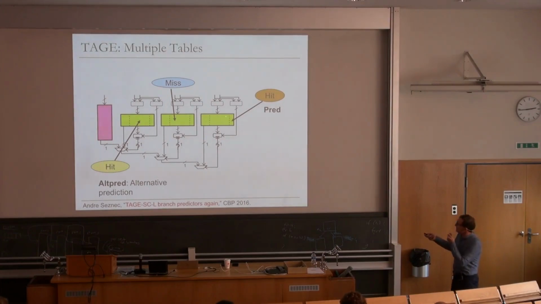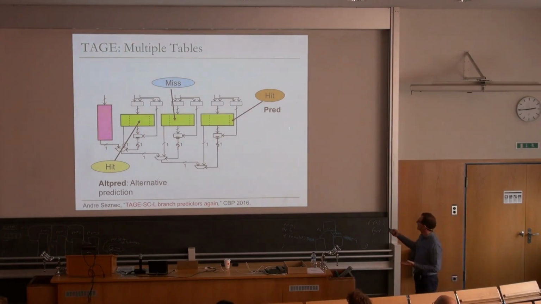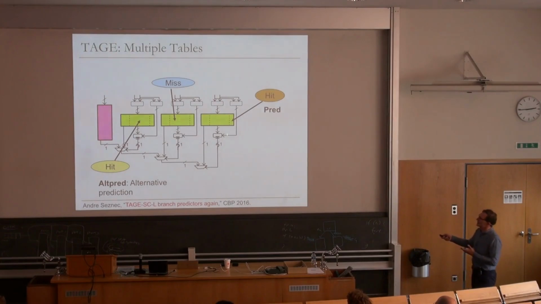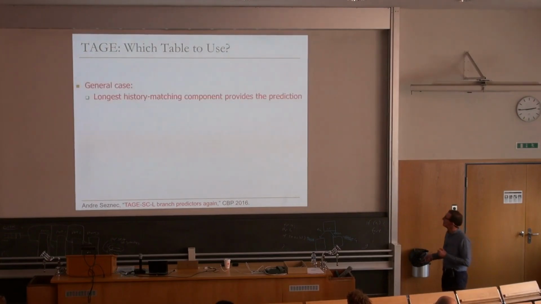So you have multiple tables. One of them may provide a hit. Another may provide a miss. Another may provide a hit also. So now you have two predictions, right? You have one prediction and one alternative prediction. Assuming you're picking the longest history, that assumes that the longest history is the best. But that's not necessarily true, actually.